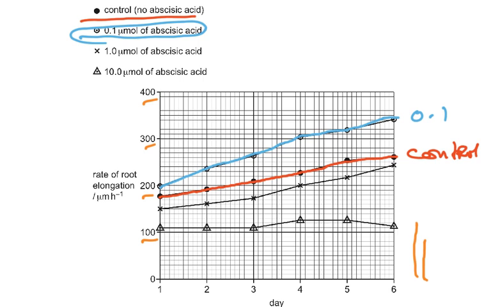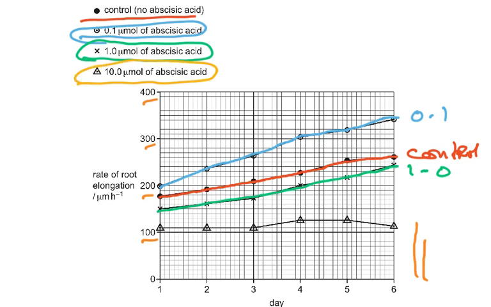Then we have the 1.0. The 1.0 is the x's. So this is the 1.0. And then we have the triangular ones, so let me use a yellow shade for that. So the 10 micromole is this one, 10.0.